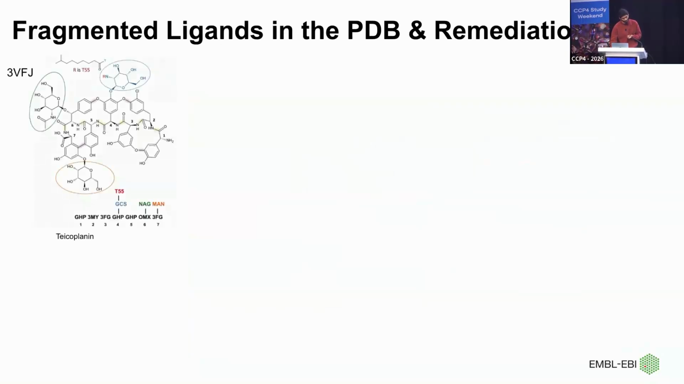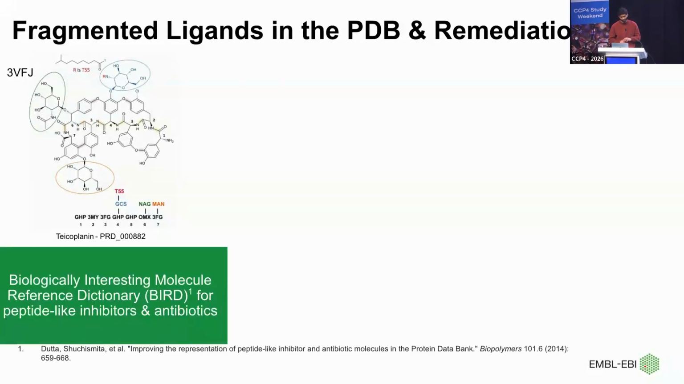Now, it helps you to reuse these definitions, but it causes one problem: a lot of ligands in the PDB get fragmented using this process. For example, look at this structure. This is teicoplanin. PDB has grown over 50 years, and initially it was just for proteins, but recently a lot of structures get deposited with ligands, and you see different types of representations. Some of the ligands are peptide-like antibiotics or inhibitors. It has a peptide core and then a monosaccharide.